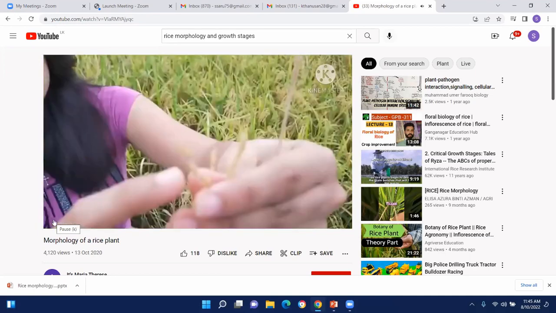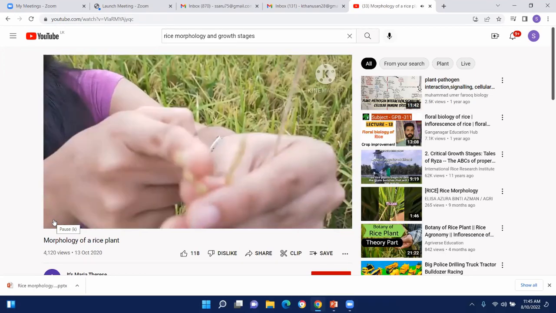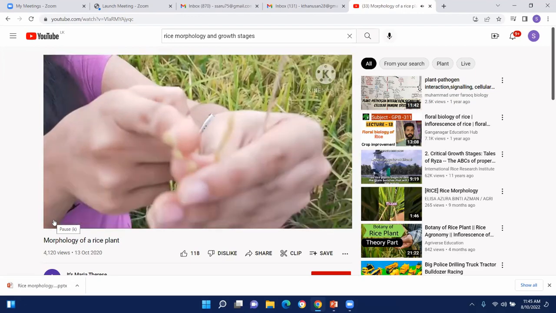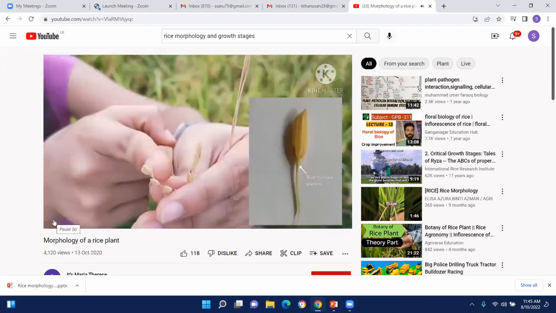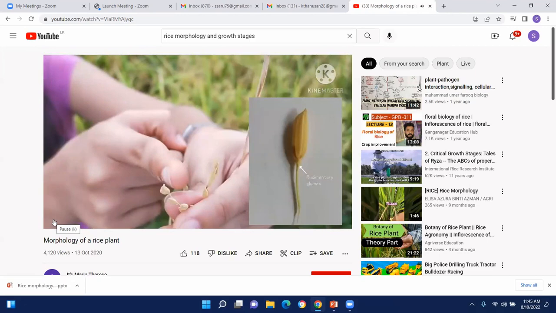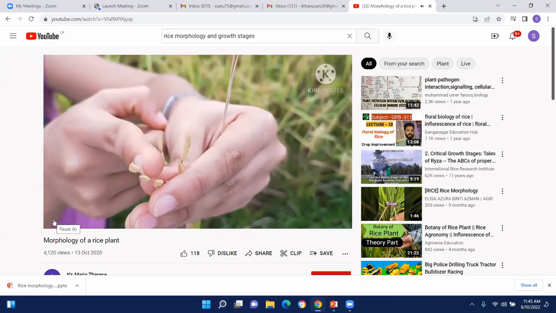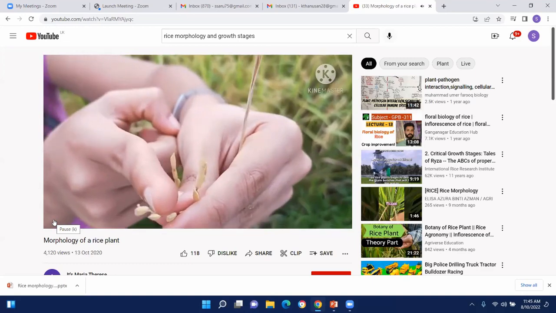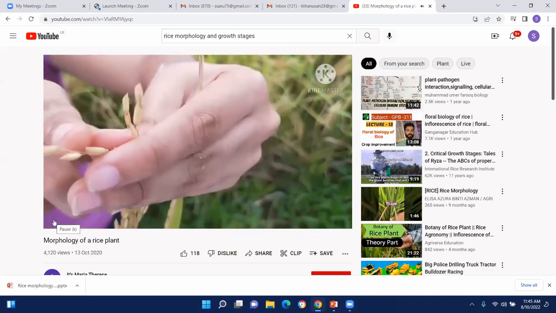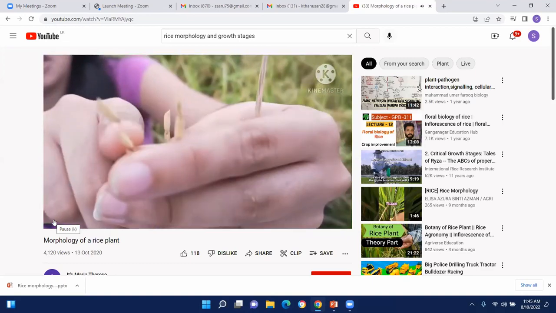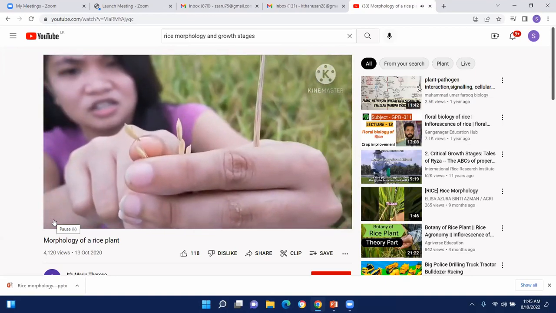And on this part, this is what we call the rudimentary glumes. These rudimentary glumes are the laterally enlarged cup-like apex of the pedicel. Here you can find the rudimentary glumes.